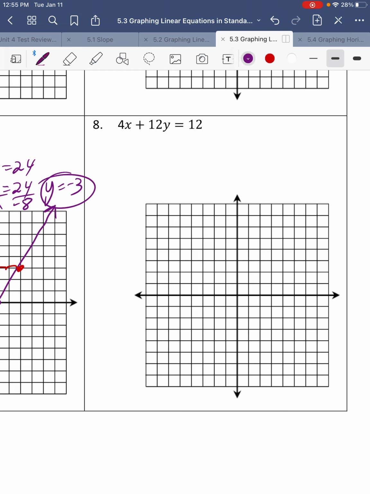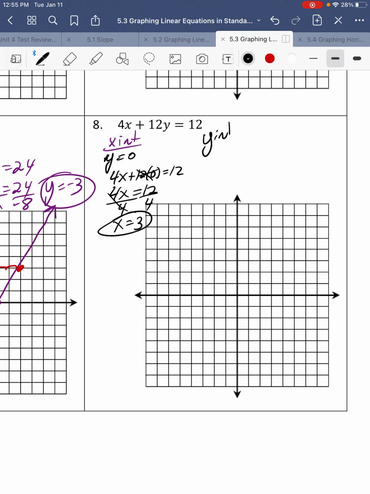All right, next. So we have x-intercept is when you set y equal to 0. So 4x plus 12 times 0 equals 12. So we get 4x equals 12. X is going to equal 3. So our x-intercept is 3.